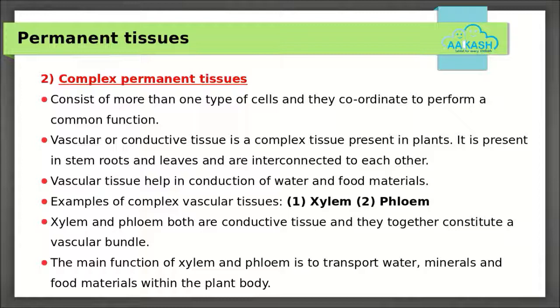It is present in stem, roots and leaves and is interconnected to each other. Examples of complex vascular tissues are xylem and phloem. Xylem and phloem both are conductive tissues and they together constitute a vascular bundle. The main function of xylem and phloem is to transport water, minerals and food materials within the plant body.